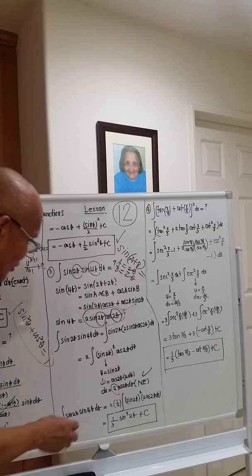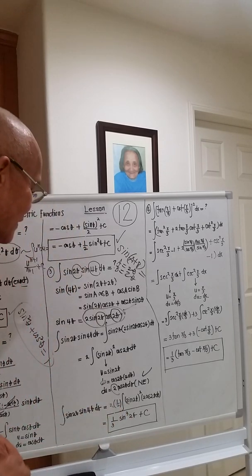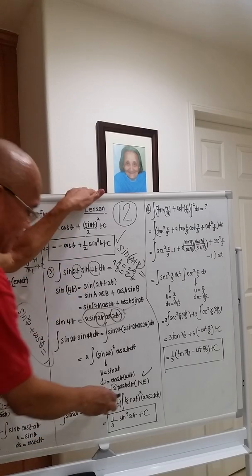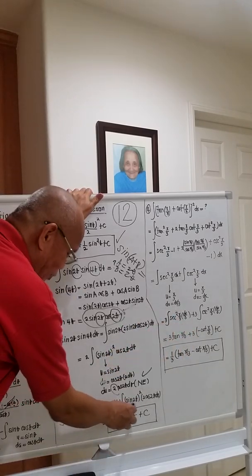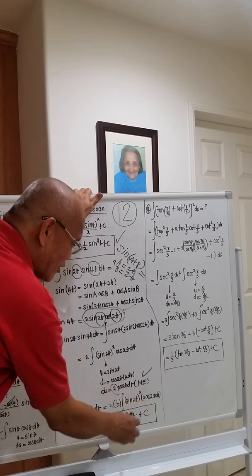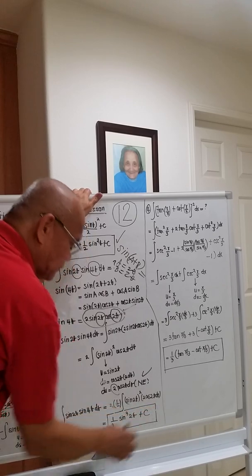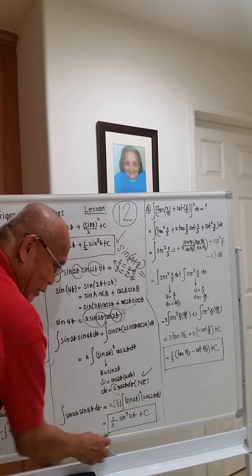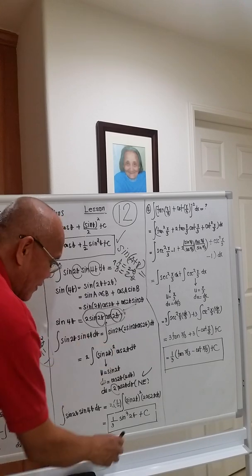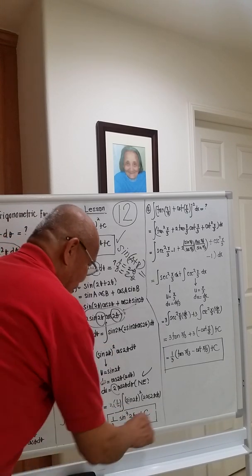And luckily, these 2 here cancel with this. If this is under the power formula, the solution now will be sine of 2 theta raised to 2 plus 1, which is 3, all over 3, plus c. The final answer will be 1/3, we got a 3 on the denominator, sine cube of 2 theta plus c. That's the final answer.